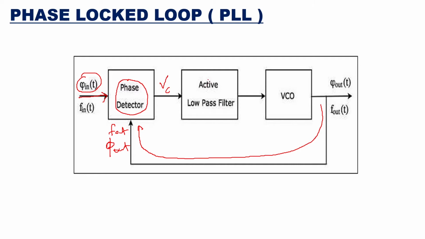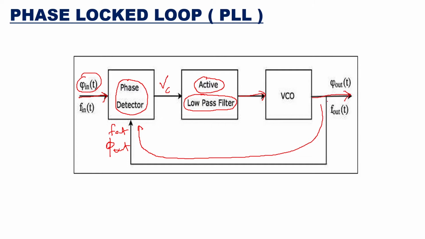That control voltage will be passed through an active low pass filter, where the low pass filter will eliminate the high frequency components, and because it is active, it will also amplify the control voltage. That control voltage is given to the input of the voltage controlled oscillator. For example, if you use IC 566, the input will be given to pin number 5, and then the output frequency will be decided.